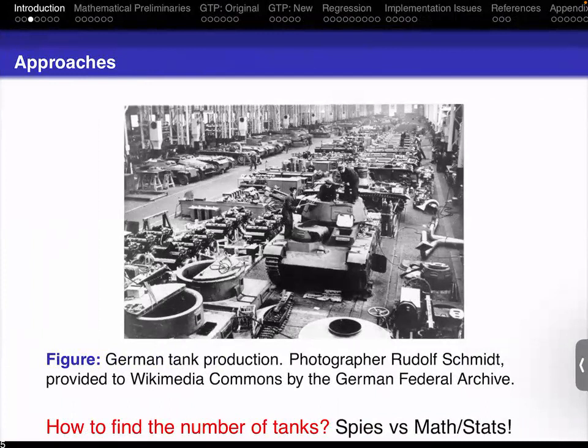Given that this is a lecture in a math stats department, yeah, probably the mathematicians is going to work better. But interestingly, it's not enough to be right. You have to convince the people who can make the yay or nay decision to listen to you.